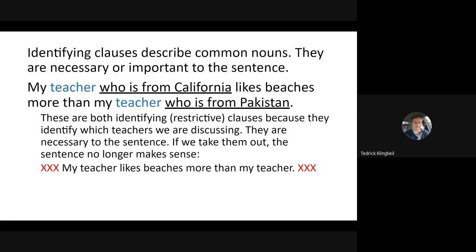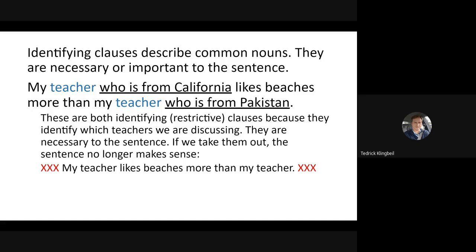Identifying clauses describe common nouns. They are necessary or important to the sentence. Okay, so here's an example. My teacher, who is from California, likes beaches more than my teacher, who is from Pakistan.